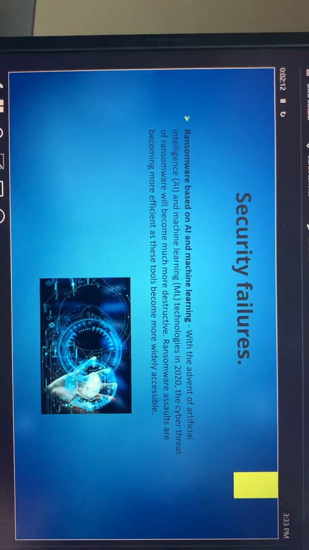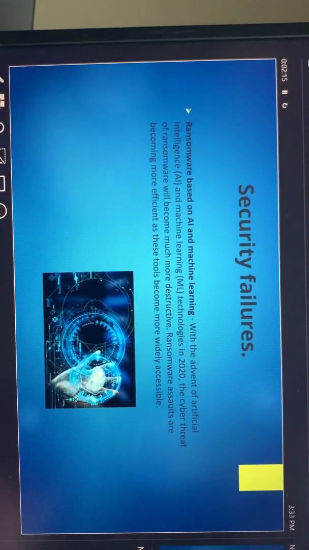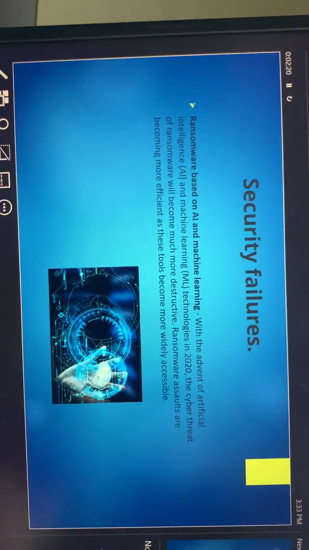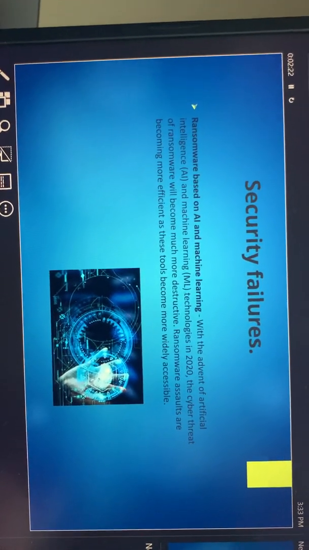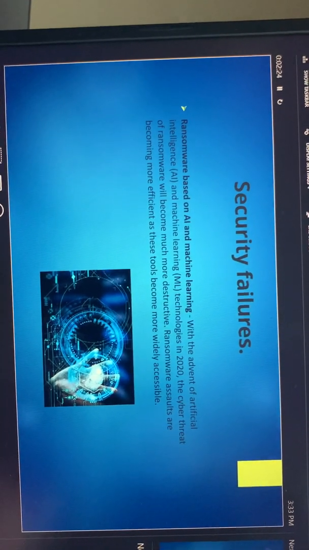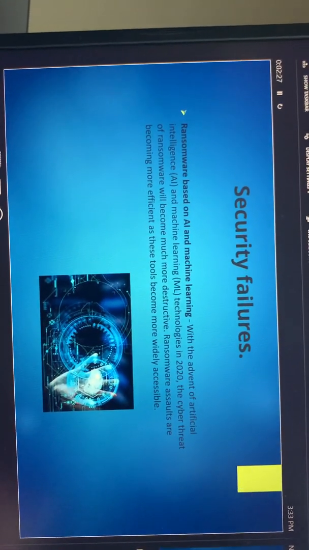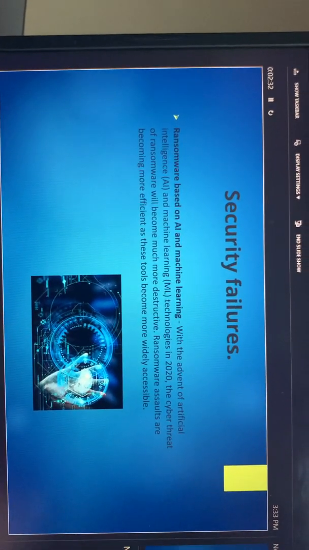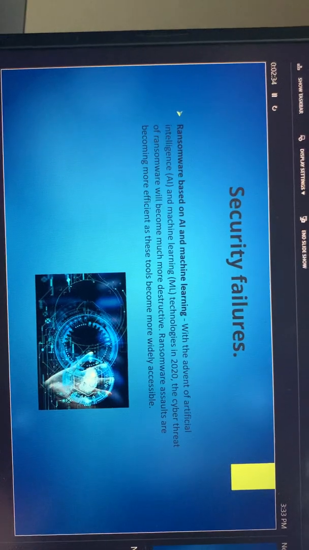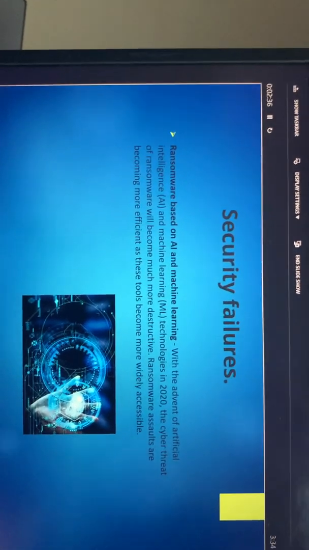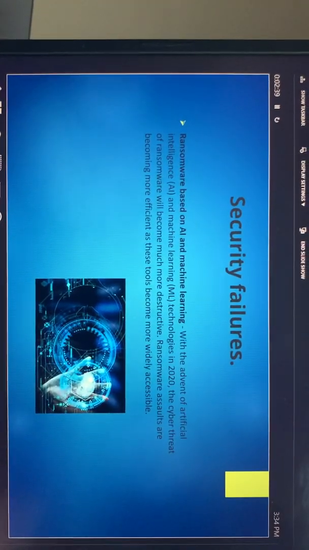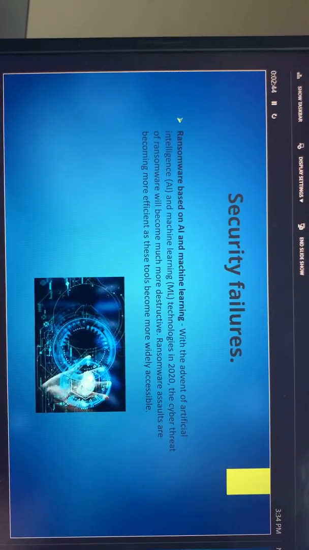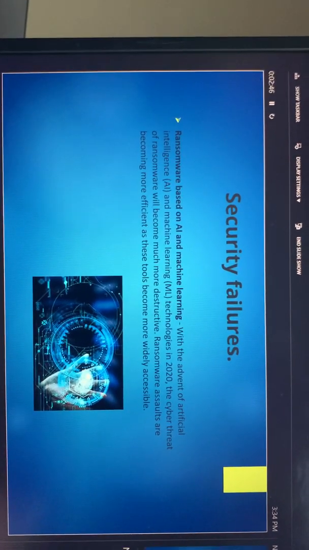So additional security failures, we have ransomware in AI and machine learning. With the advent of artificial intelligence and machine learning technologies in 2020, cyber threats of ransomware will become much more destructive. Ransomware assaults can become more effective as these tools become more and more widely accessible. This would be something you'd probably see from your APT groups or some well-known hackers. It'd be really hard to see this from young hacktivists or script kiddies. These would be more probably seen from your advanced threats, such as maybe Iranian groups, Russia, or even groups known from Anonymous.